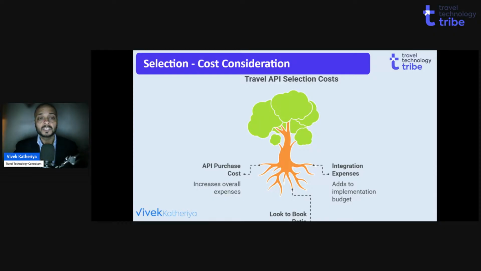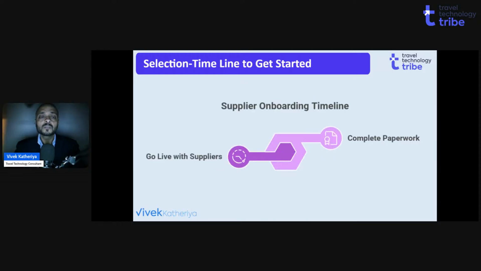So in case of B2C, it's going to cost you because their look to book ratio will be very minimal. I mean, more people will be looking, but booking will be very less versus the look. Whereas in the B2B environment, the ratio will be better. I mean, if 10 times you are searching or 20 times or 100 times you're searching, you'll be able to book for sure. So that's what the look to book ratio is when it comes to selection. Second point, cost consideration. Then comes time to get started in the business.